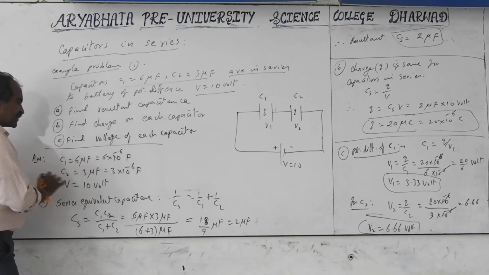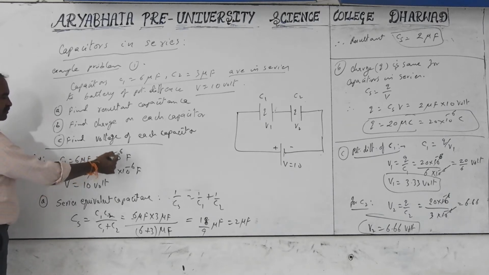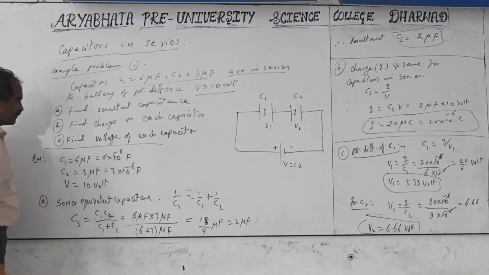First write the data. Micro means 10 to the power minus 6, so microfarad means 10 to the power minus 6 farad. The potential difference of the battery is 10 volts.